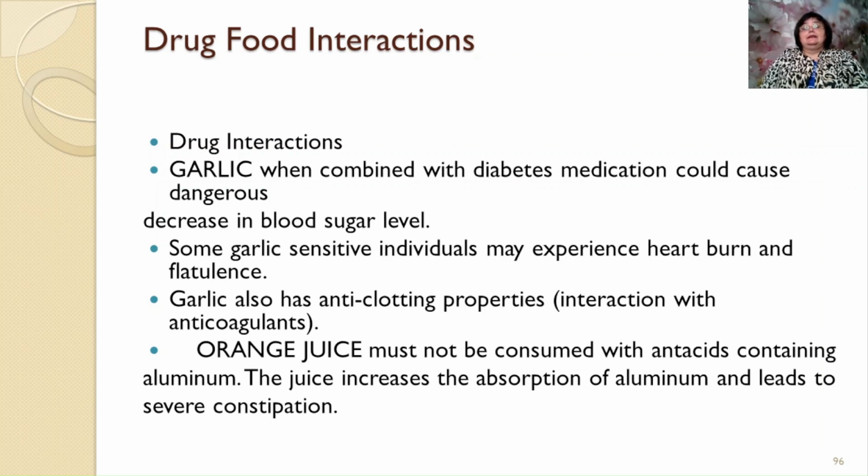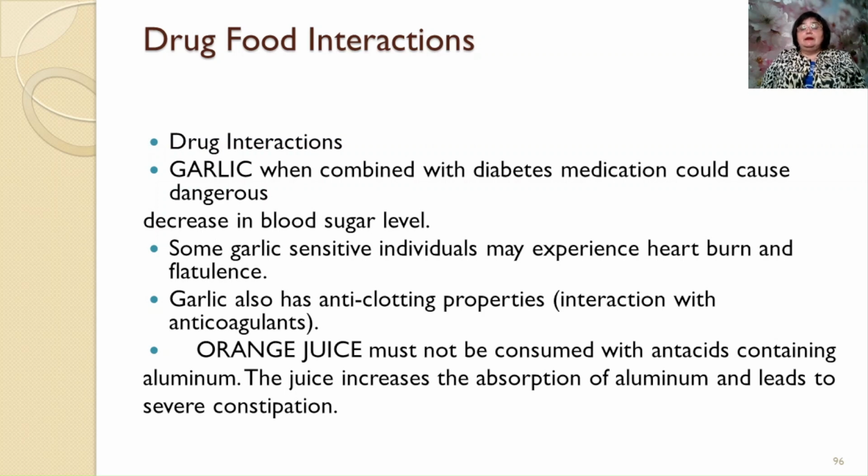Drug-food interaction: garlic, when combined with diabetes medication, could cause a dangerous decrease in blood sugar level. You can imagine a situation, for example, of a diabetic patient taking thioctic acid for improving metabolism and the condition of vessels, combined with garlic plus insulin, and in this situation there is a higher risk of hypoglycemia if endocrinologists do not pay attention to possible drug-food interaction. Some garlic-sensitive individuals may experience heartburn and flatulence. Garlic also has anti-clotting properties, with interaction with anticoagulants.